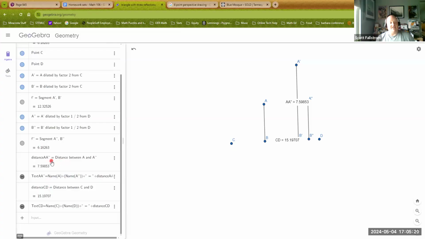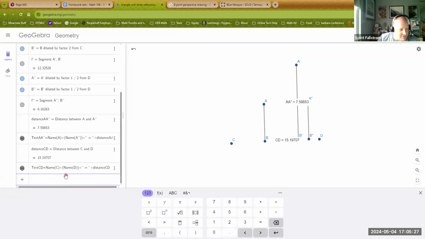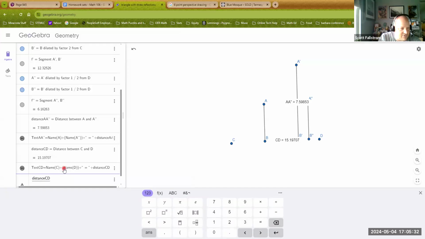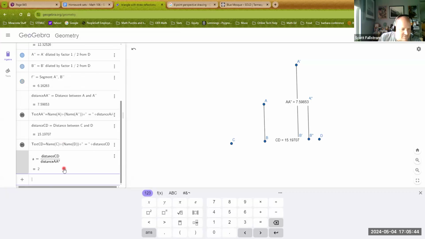The only reason I say it's interesting is that whenever I have a distance A double prime, I bet I could create a ratio over here. Distance CD over distance A double prime. Did that give it to me? It's 2. So not only do you have a translation, you know exactly how far it is.